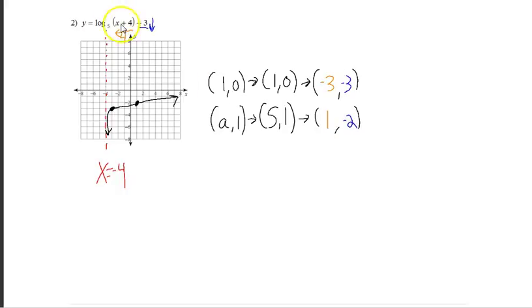I then go, since it was plus 4, I move to the left 4 units, so I was at 1, now I'm at negative 3, and I was at 5, now I'm at 1. Since I moved to the left 4 units, my asymptote also moves from being at 0 to now negative 4.